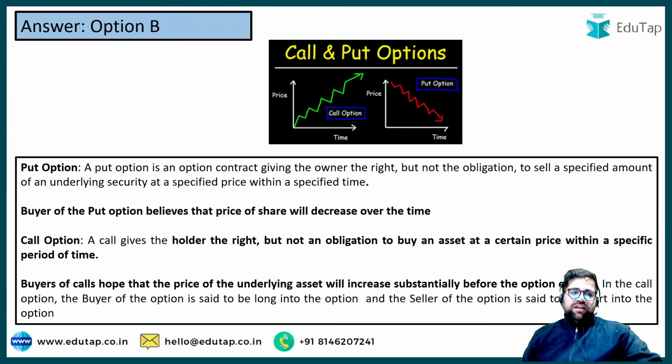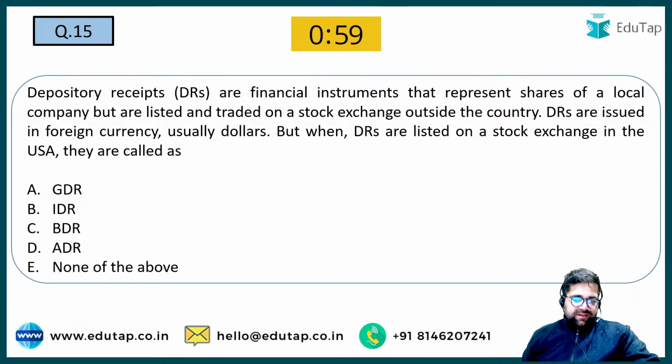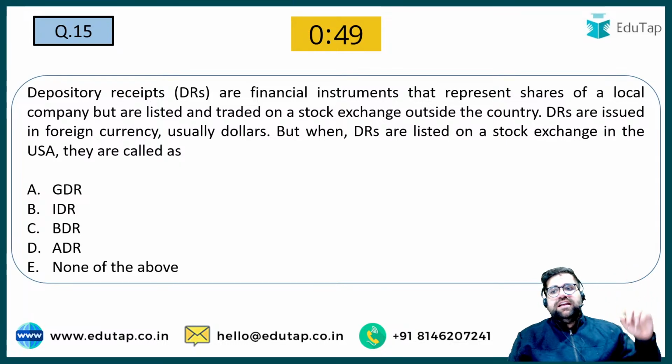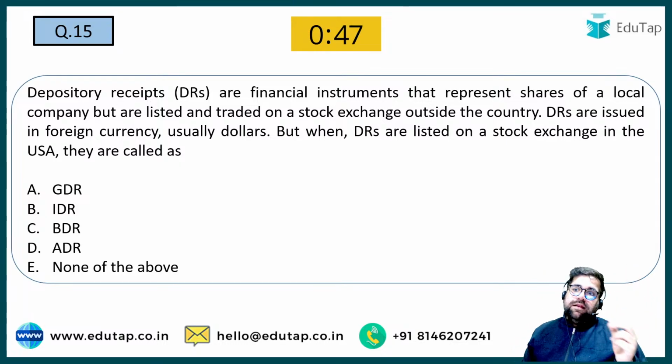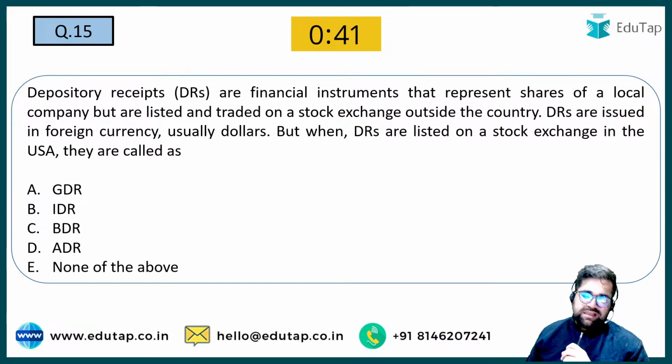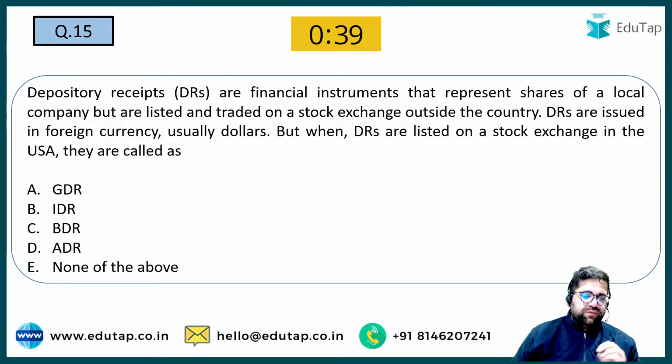Now let's move to the next question, which is 15th. Depository receipts are the financial instrument that represents the shares of the company but are listed and traded on the stock exchange outside the country. DRs are issued in foreign currency, usually dollars, but when DRs are listed on the stock exchanges of USA, these DRs will be known as what?